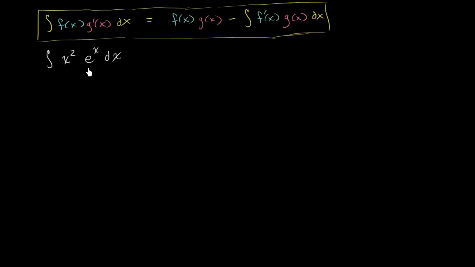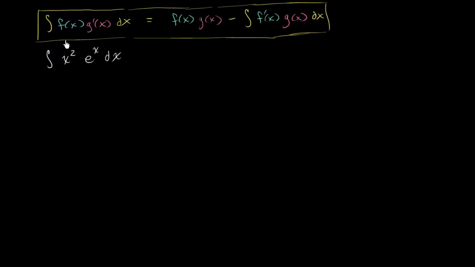And integration by parts can be useful if I can take the derivative of one of them and it becomes simpler, and if I take the antiderivative of the other one, it becomes no more complicated. So in this case, if I were to take the derivative of x squared, it does become simpler, and it becomes 2x. And if I take the antiderivative of e to the x, it doesn't become any more complicated.